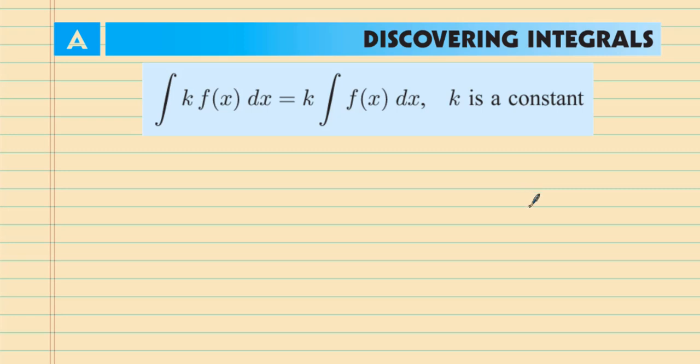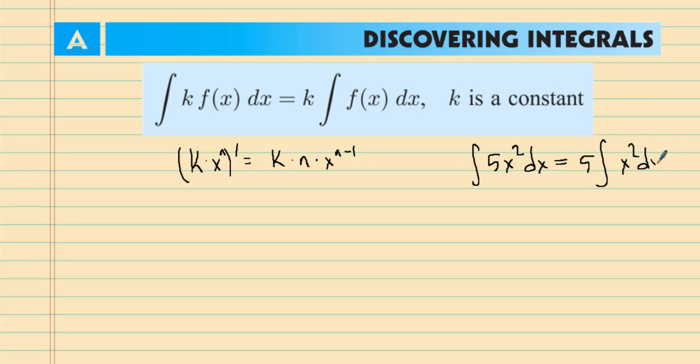Discovering the integrals. The first rule we need to know, like in differentiation: if we have a number and a function, for example k times x to the power n, we do not touch k, we just take the differentiation of x to the power n, which is n times x to the power n minus 1. The same we have for integration. As we discussed in the previous chapter, integration is the reverse process of differentiation. So again, if we have a number in integration, without knowing the rules first, I can take the number 5 outside and deal with the function separately.